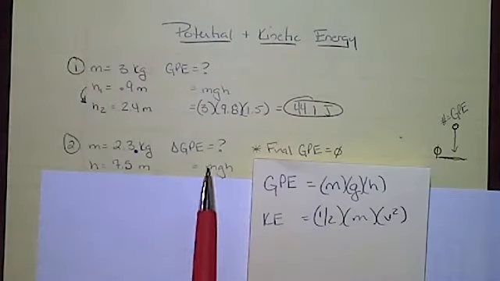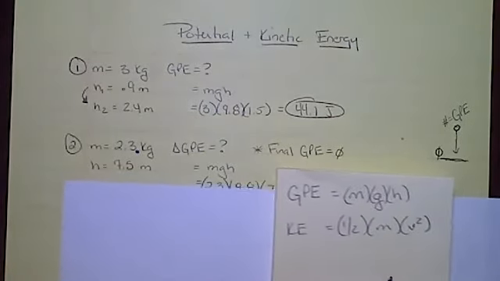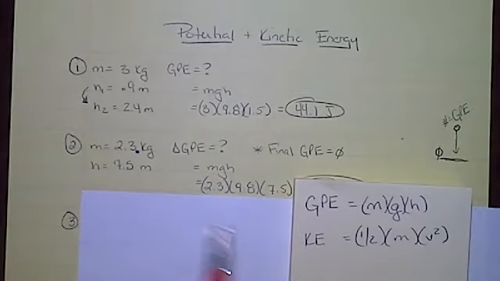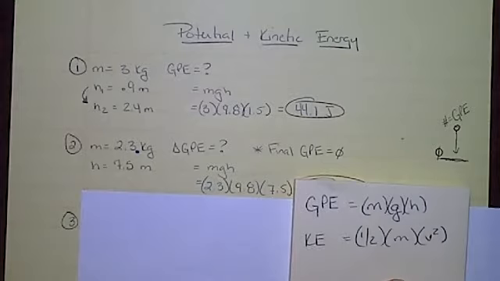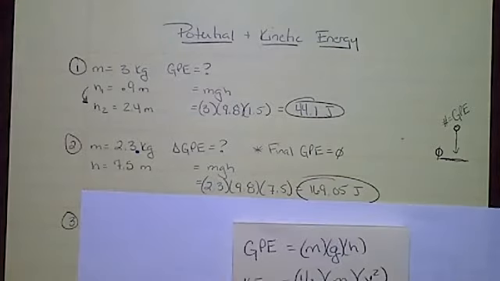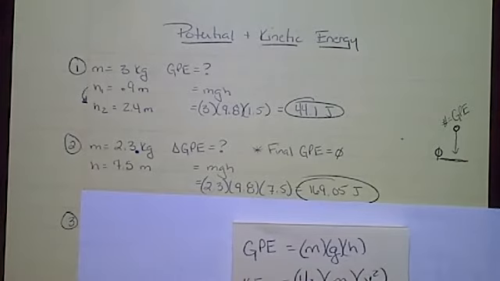To do that, we take mgh, we fill in what our mgh is: 2.3 times 9.8 times 7.5, and we get an overall answer of 169.05 joules. 169.05 joules for number 2.